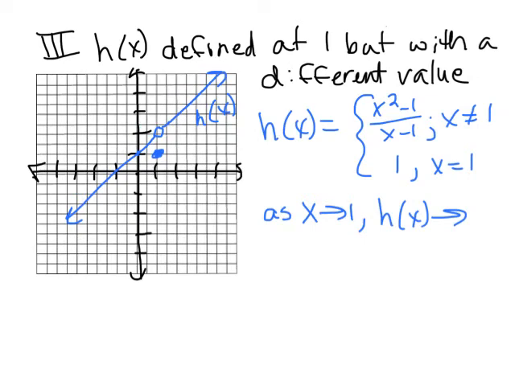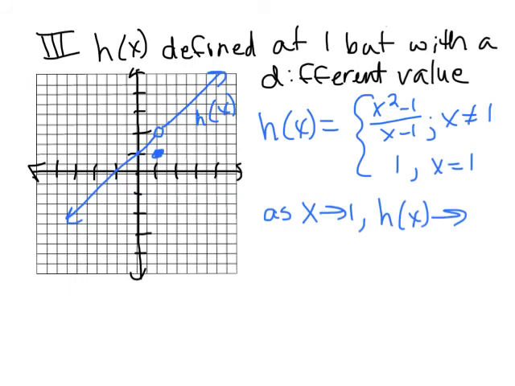Finally, we have a function that is defined at 1, but with a different value. This is a piecewise function, so it looks like g of x everywhere where x is not equal to 1. But when we have that discontinuity, we define a different value. So we do have a value for h of x when x is equal to 1. And here's what the graph looks like. This is called a hole discontinuity again, and the value is actually down here, and then it keeps going.